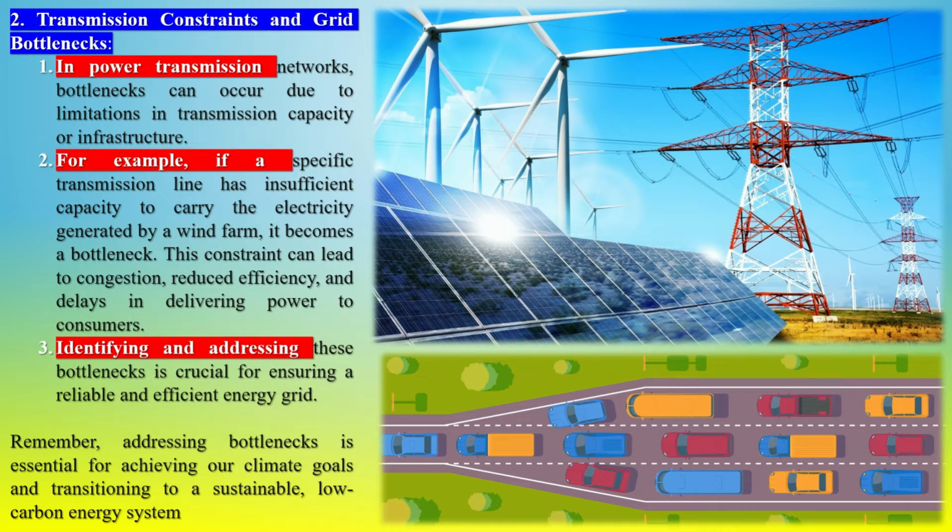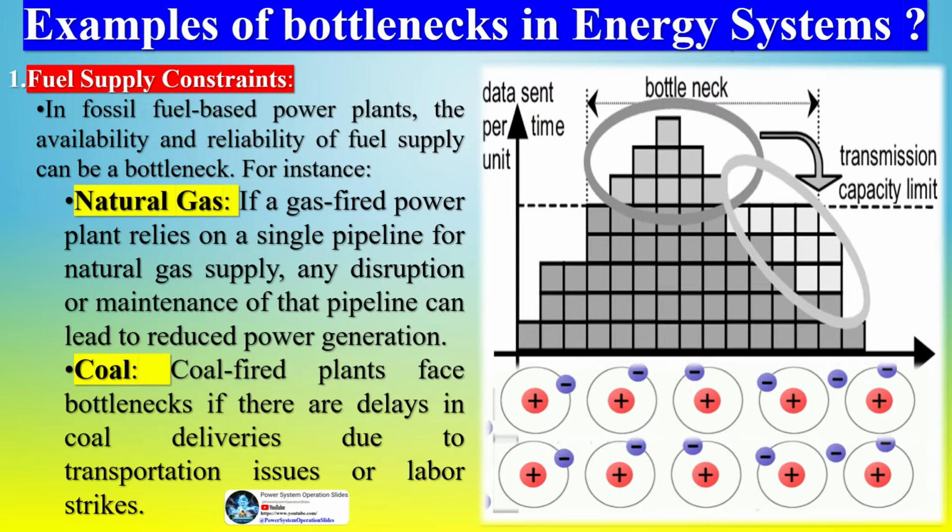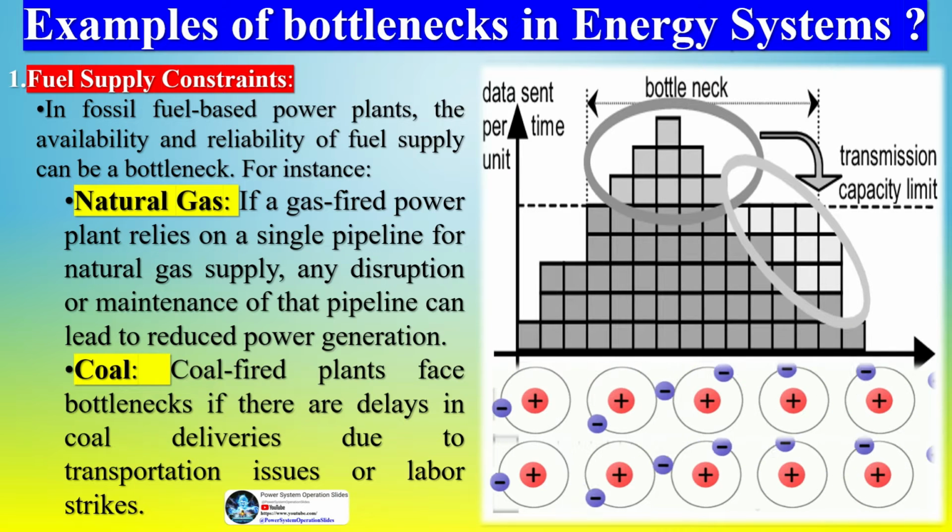Energy storage limitations. Energy storage technologies such as batteries play a crucial role in integrating renewable energy sources and ensuring grid stability. However, limitations in energy storage capacity, efficiency, and cost can act as bottlenecks. For instance, battery capacity. If a grid-scale battery storage system has insufficient capacity, it may not be able to store excess renewable energy during sunny or windy periods. Charging-discharging speed. Slow charging or discharging rates can hinder the effectiveness of energy storage systems.